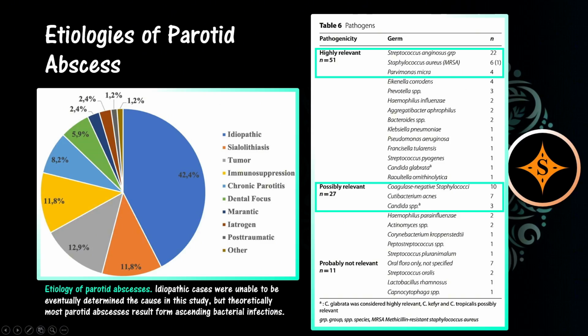And out of all the culture positive cases, meaning all cases where samples obtained for culture show certain bacteria, out of the highly relevant or highly pathogenic bacteria, the top three are Streptococcus anginosus, Staphylococcus aureus, which is very common, and Parvimonas micra. And of the possibly relevant ones, the top three include coagulase-negative Staphylococci, Cutibacterium acnes, and Candida. Candida is actually a yeast, a fungus, not a bacteria.